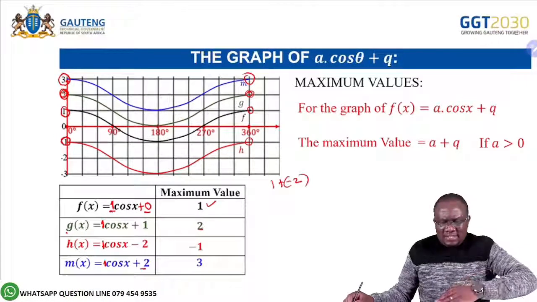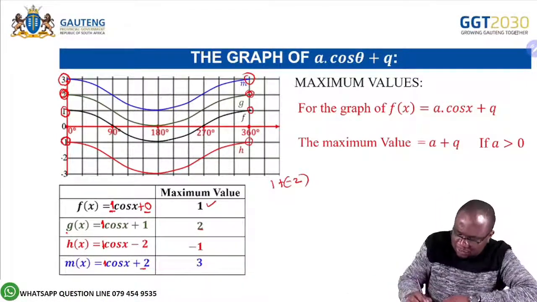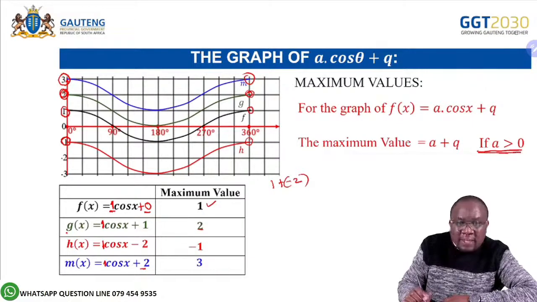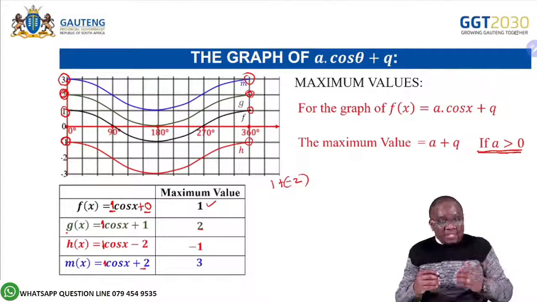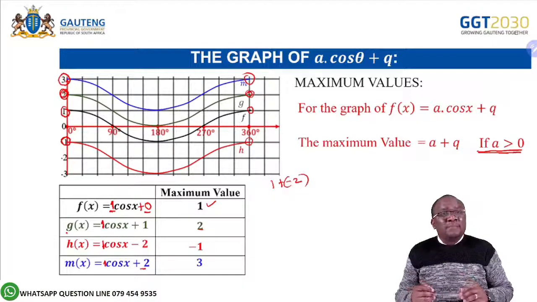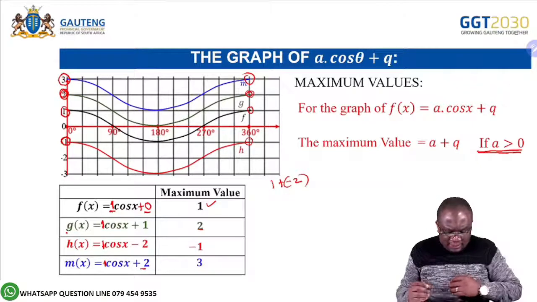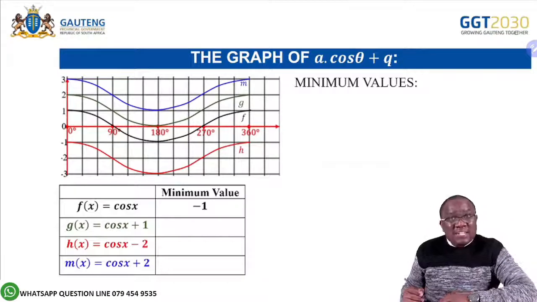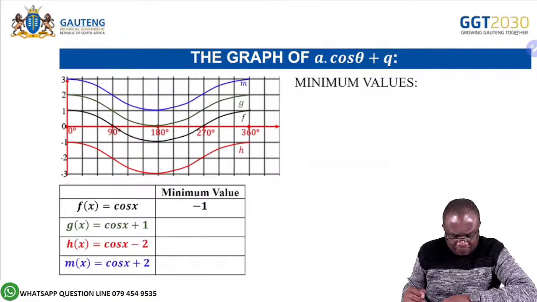Well done, class. This generalization, I forgot to tell you, will help us if a is greater than 0. If a is greater than 0, then this generalization will help us a lot in finding the maximum value and the minimum value. Okay, right. Now, let's go to the minimum value. Can we generalize also? Let's see.